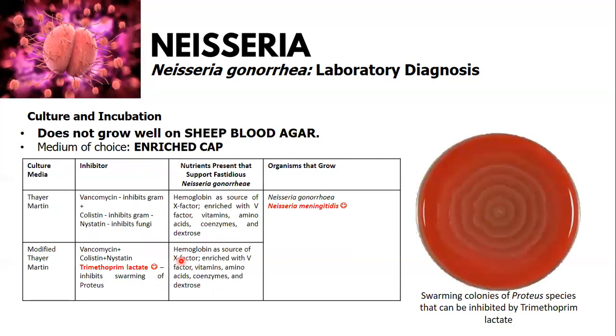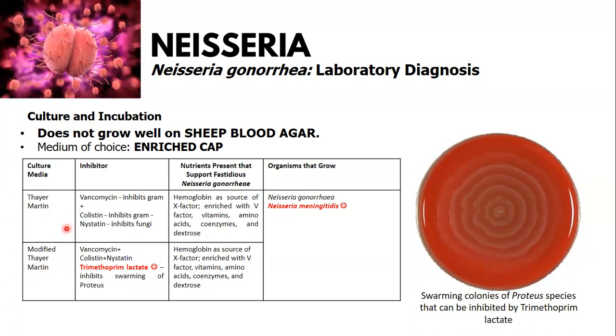So as I said earlier, an enriched chocolate agar plate is needed to support the growth of Neisseria gonorrhoeae. And these are examples of enriched chocolate agar plates that can be used in the primary isolation of Neisseria gonorrhoeae from clinical specimens. So take note that Thayer-Martin and modified Thayer-Martin media are similar in many ways. Basically, they are similar in terms of nutrient contents that support fastidious Neisseria gonorrhoeae.